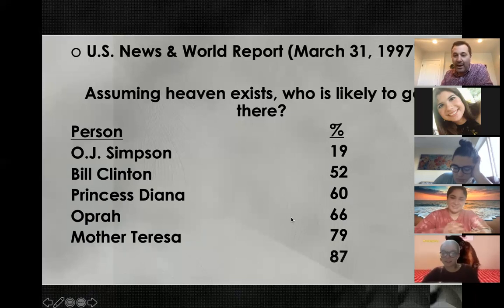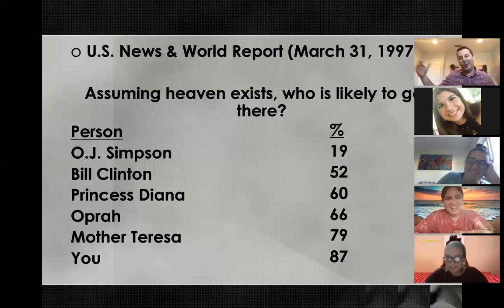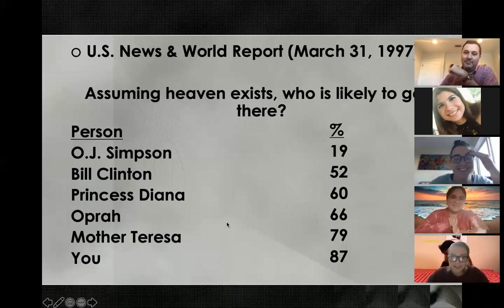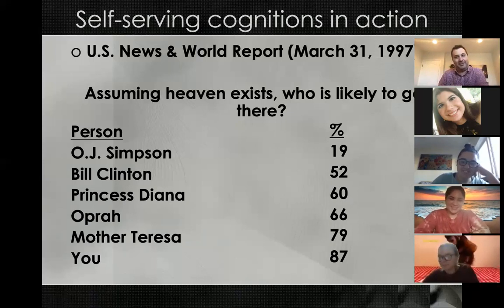Mother Teresa was not the number one answer. The number one answer, 87% of people thought this person would go to heaven. You know what the number one answer is? Maybe you figured it out already. You. So, obviously, I'm going to heaven. I mean, Mother Teresa and Oprah and Princess Diana, I don't know about them, but I'm definitely going to heaven, right? Self-serving cognitions in action. This is what this shows, again, that we tend to really, really like ourselves.